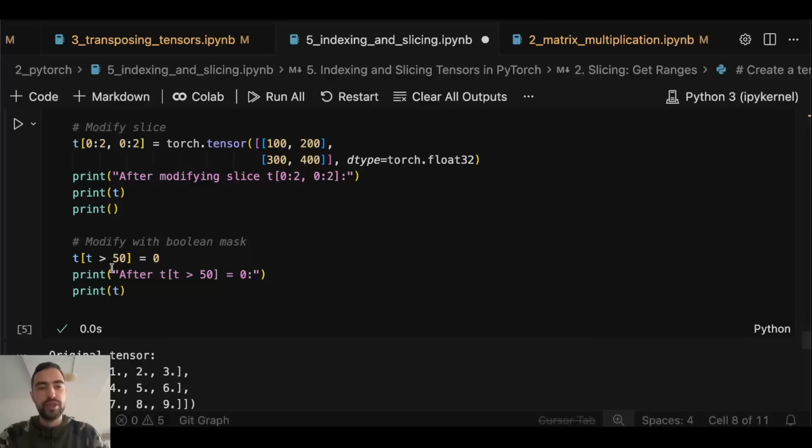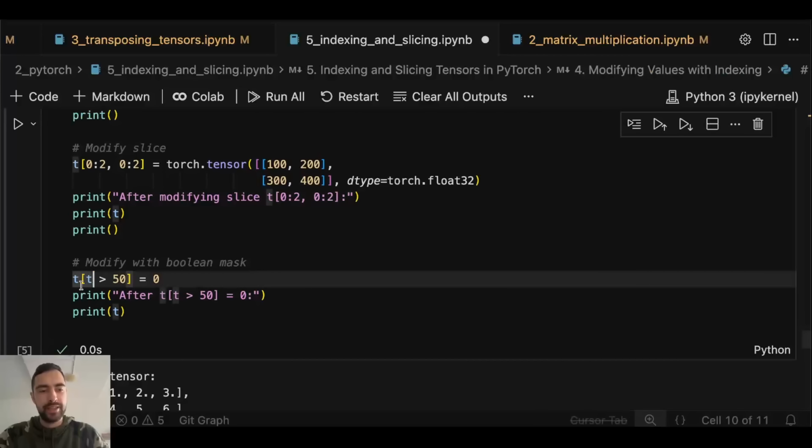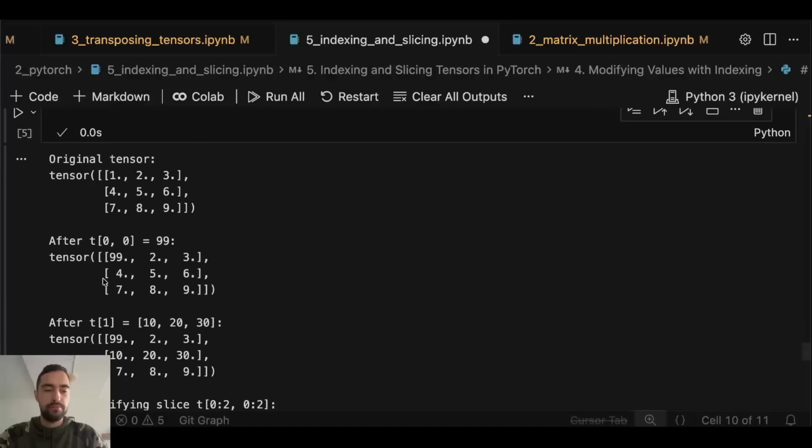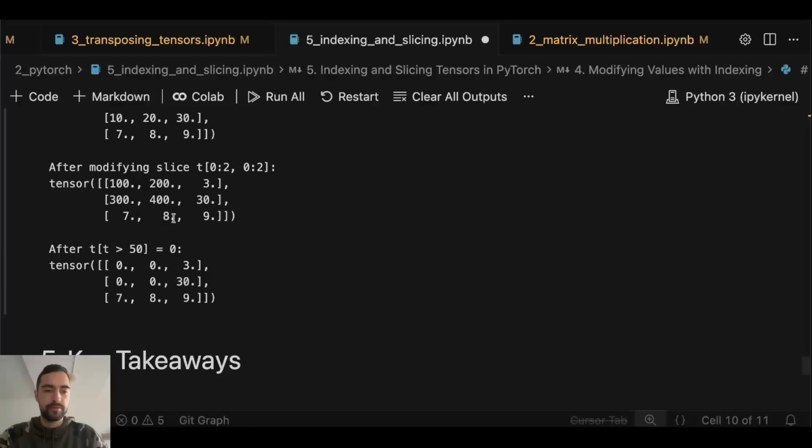You can also modify values like this. So t, where the value is greater than 50, you want to replace all with 0. So everywhere in this tensor t where the value is greater than 50, it will all be replaced with 0. So let's say we have these values here, 100, 200, 300, 400, and they are going to get replaced with 0.